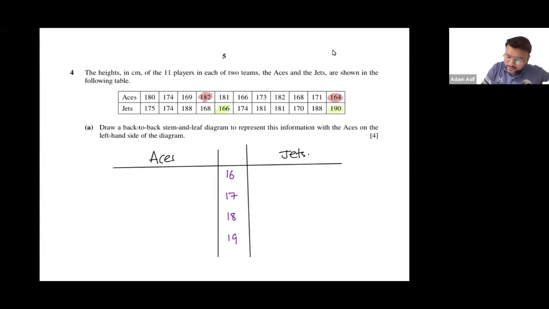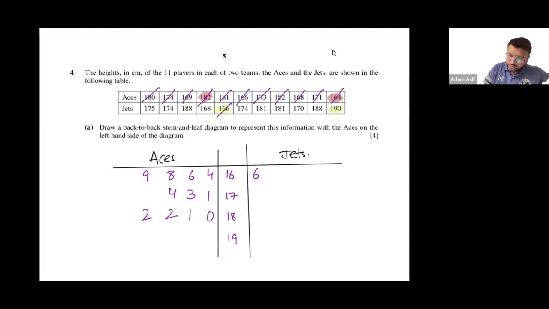And for aces, the smallest is 164, then 166, 168, and 169. Then 171, 173, 174, and that's it. Then 180, 181, 182, and 182 is being repeated 2 times. That's it.